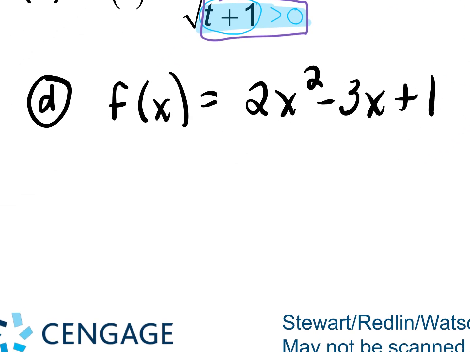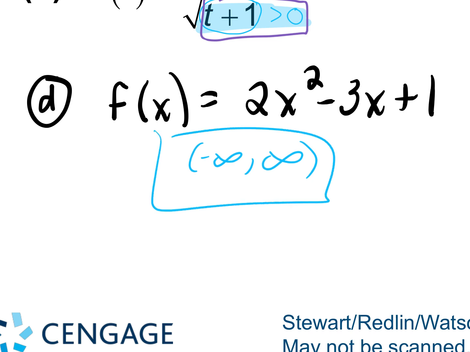All right, let's take a look at D. So for D, do I have a fraction? Do I have a radical? So what's my domain going to be? All real numbers. So how do I write all real numbers in interval notation? -infinity to +infinity, just like we said on the last slide. Wait, how did you figure that out? Just like we said on the last slide, if you don't have a fraction, if you don't have a radical, then your answer is going to be all real numbers, or -infinity to +infinity in interval notation.